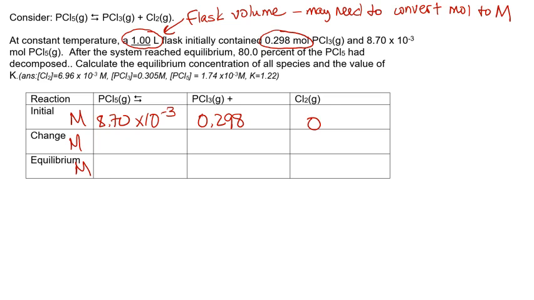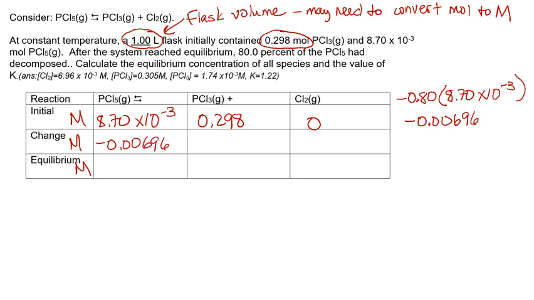Now they tell us 80% of the PCl5 decomposed. So what we're going to do is we're going to take 80%, which would be 0.80, and we're going to multiply it by 8.70 times 10 to the negative third. That will give us how much of the PCl5 we lost. And that value is negative 0.00696. So I can fill this in, 0.00696. I put things in standard notation rather than scientific.